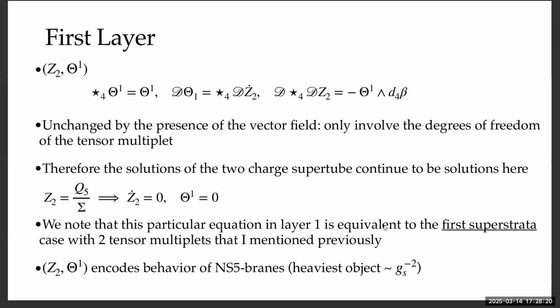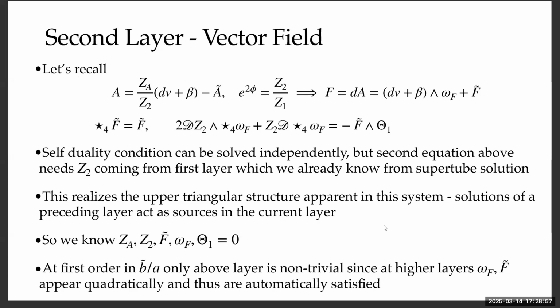You have the first layer. Maybe I'll just go quickly. Layer 1 combines Z2 and theta 1. You can think of this as roughly the NS5 ring. It's the heaviest object. It's unchanged by the presence of the vector fields, and it only involves the tensors. And so actually the 2-charge solution continues to be a solution here. The second layer is when you solve for the vector field. This is the second layer, just to state it. Now you're starting to see the strata structure, because from the first layer I get Z2 and theta 1, and they enter as sources in the second layer.